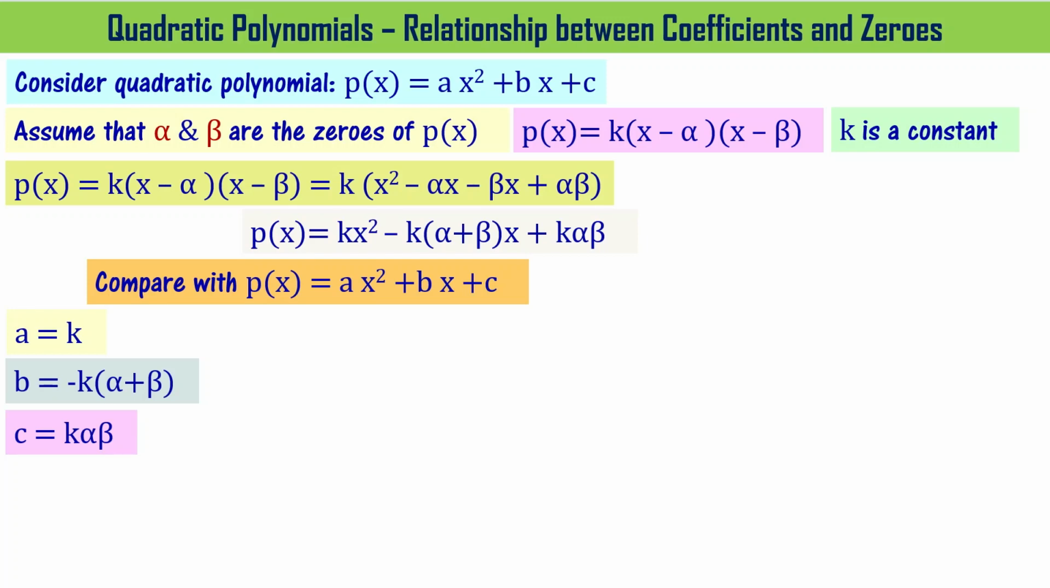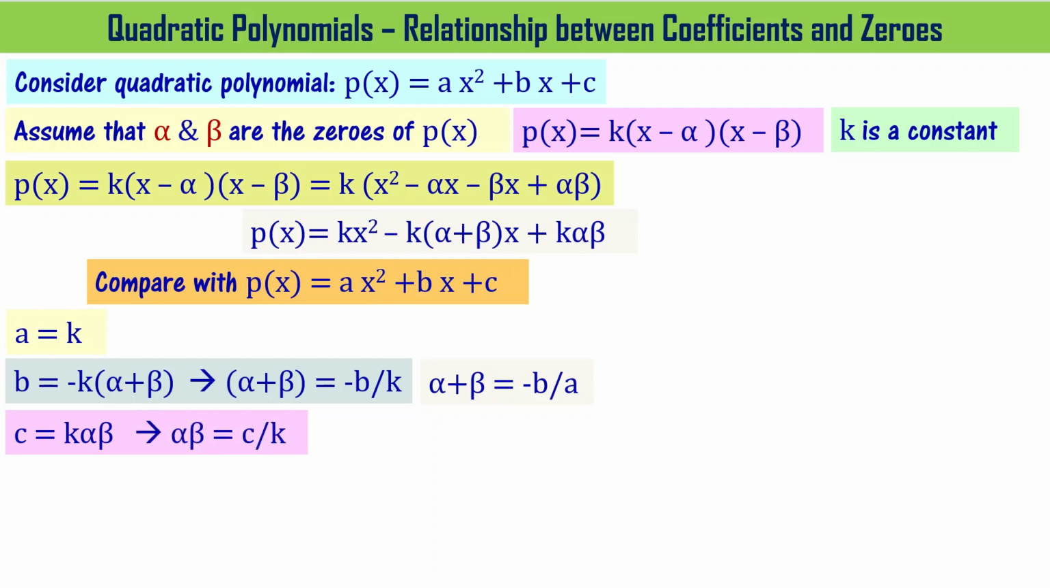We have shown just that a equal to k. It means b equal to minus k times alpha plus beta can be written as alpha plus beta equal to minus b by a, right? And the last expression c equal to k times alpha beta can be written as alpha beta equal to c by k. It means alpha beta equal to c by a, right? Alpha plus beta equal to minus b by a.